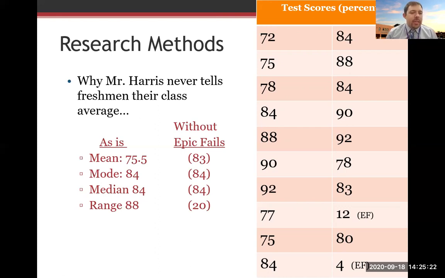Because as you can see here, the scores as they are presented, the average was a 75, but the mode and the median scores were 84. You should also see a range of 88, and on a 100-point test, that is a huge range for a test. But if we just focus on the mode and the median, those are a much better indicator of how the class did overall.